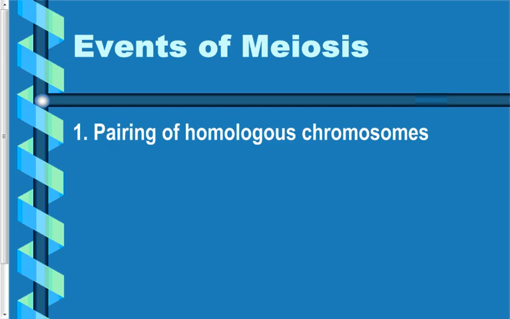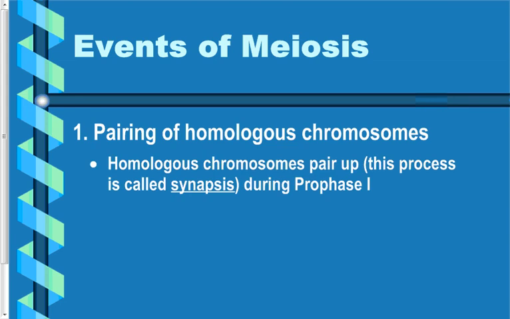The first key event is the pairing up of homologous chromosomes. If you remember, we talked about diploid cells being cells that have homologous pairs in them. Well, in meiosis, we're going to see these homologous pairs all forming together, where each chromosome finds its partner chromosome, the one that looks like it, has the same size and shape, and has genes for the same traits on it, although the two would not be genetically identical. When they pair up, we call the process synapsis.